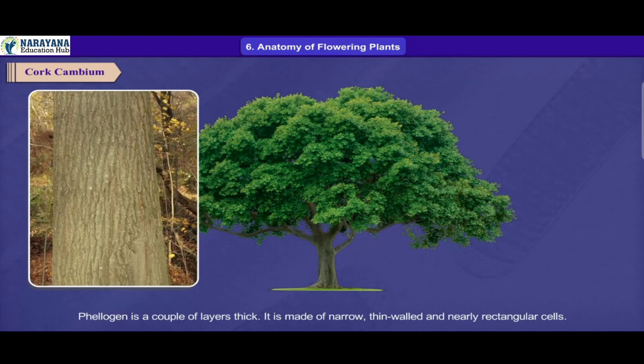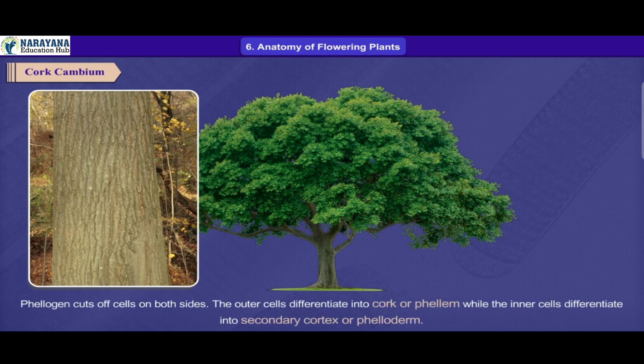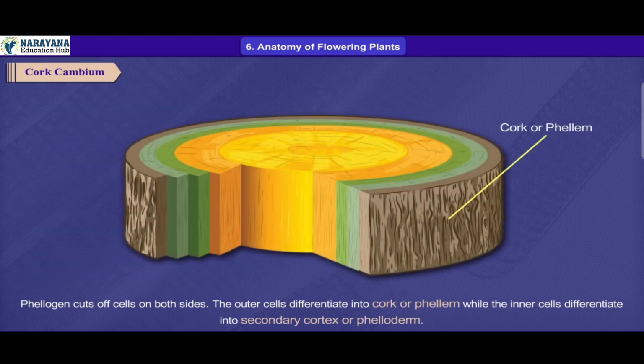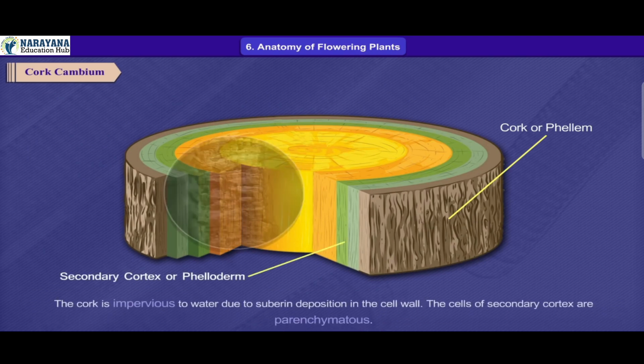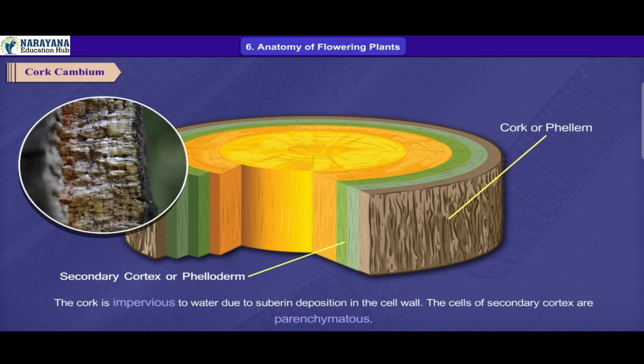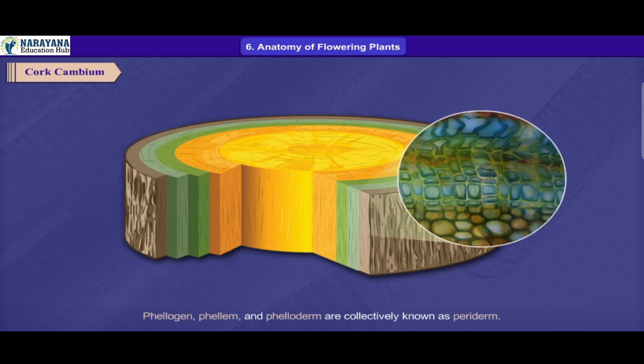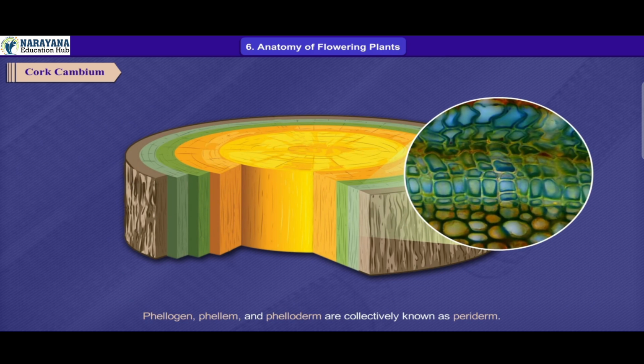Phellogen is a couple of layers thick. It is made of narrow, thin-walled, and nearly rectangular cells. Phellogen cuts off cells on both sides. The outer cells differentiate into cork or phellem, while the inner cells differentiate into secondary cortex or phelloderm. The cork is impervious to water due to suberin deposition in the cell wall. The cells of secondary cortex are parenchymatous. Phellogen, phellem, and phelloderm are collectively known as periderm.